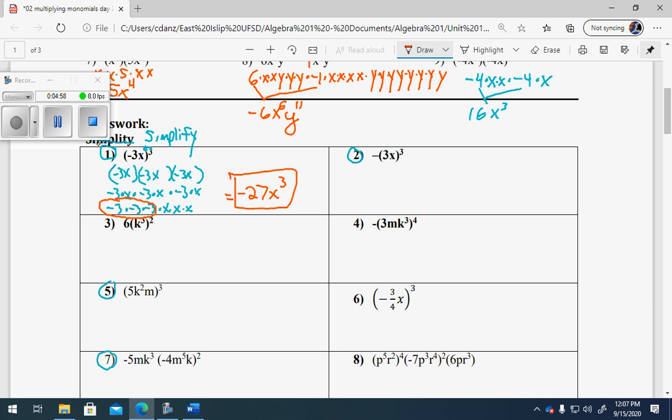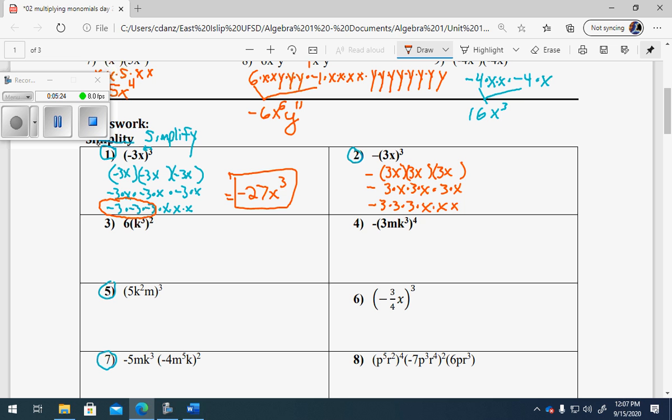This says that the negative happens once and the parentheses happen 3 times. In the parentheses it says 3x. So if I expand it, it says negative times 3 times x times 3 times x times 3 times x. I could rearrange it using the commutative property.